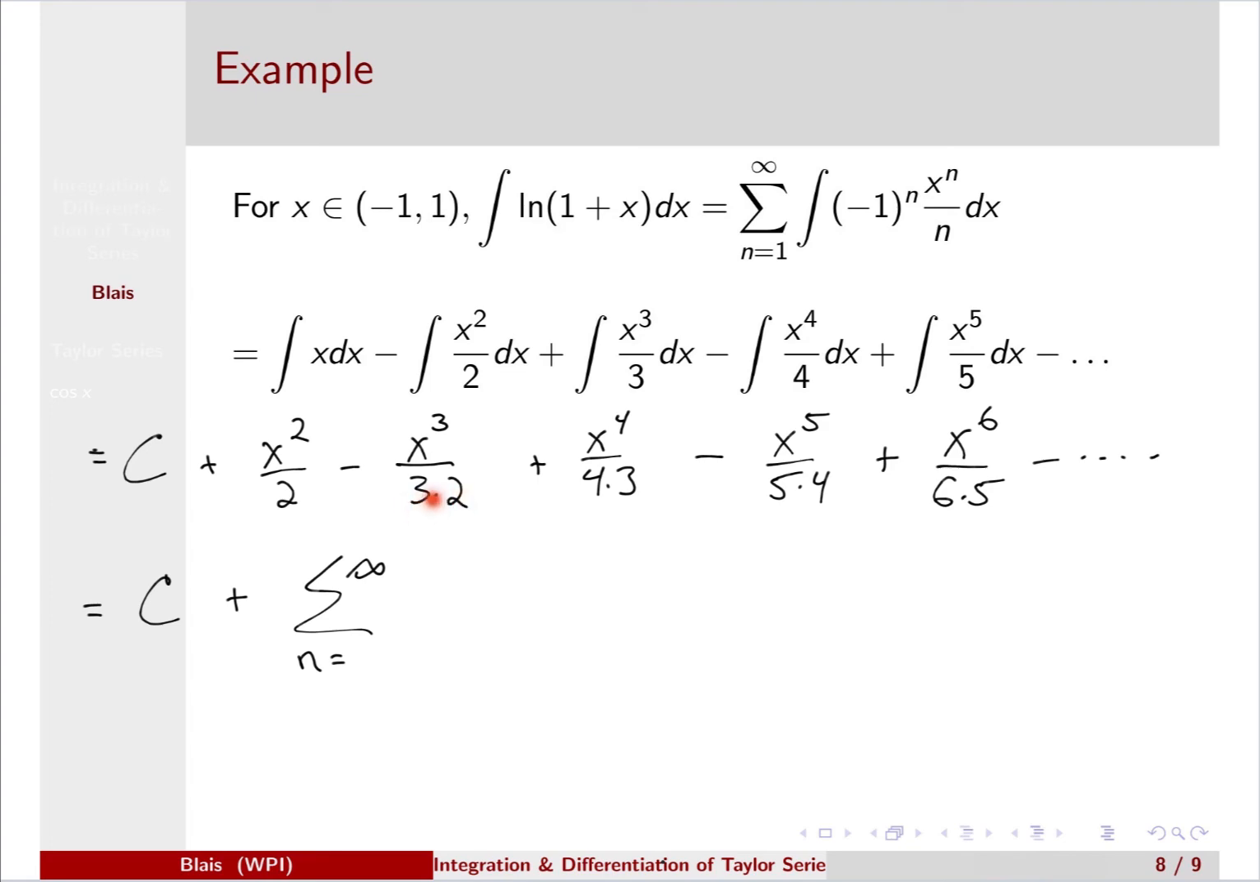And it looks like in the denominator, we have the power of x times one integer smaller. In each case, x to the 4th over 4 times 3, x to the 5th over 5 times 4. Maybe we should throw in 2 times 1 here so we can see that pattern. So it looks like what we have is x to the n over n times n minus 1.